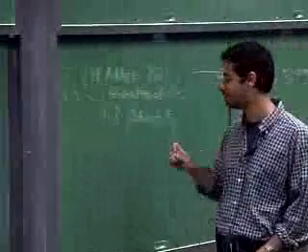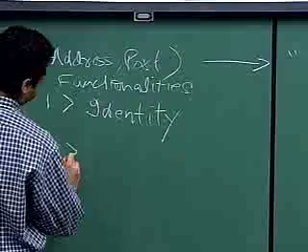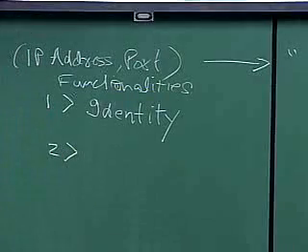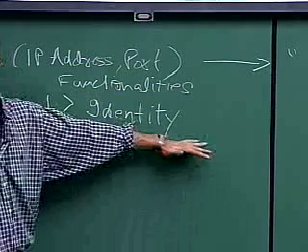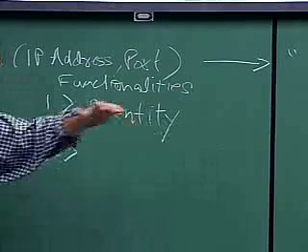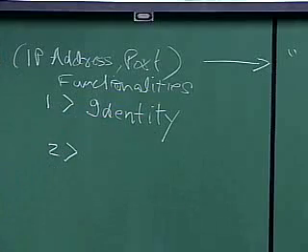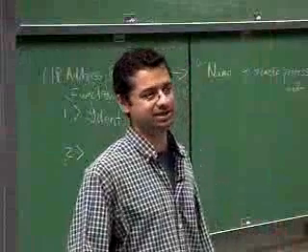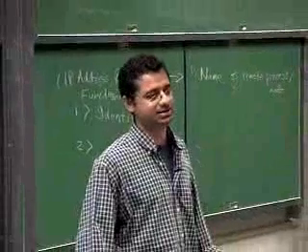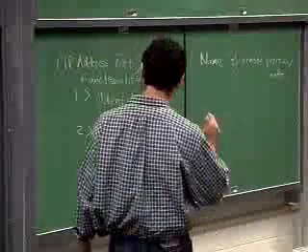What's the second functionality that a name provides, or a naming structure provides? Well, that uniqueness is part of the identity functionality. So once you know the identity of the remote node or the remote location that you want to talk to, what is the next step? Location, exactly. So the second functionality is location.